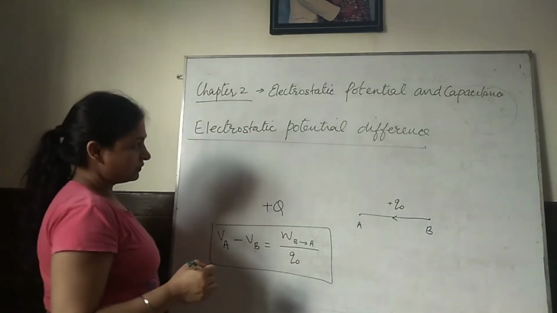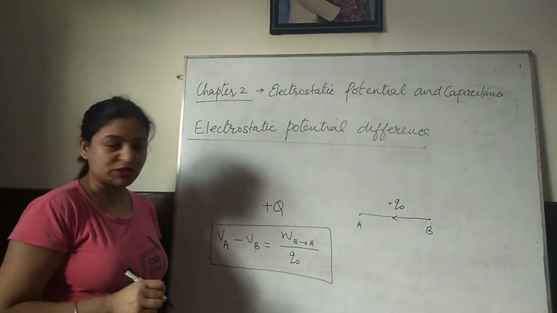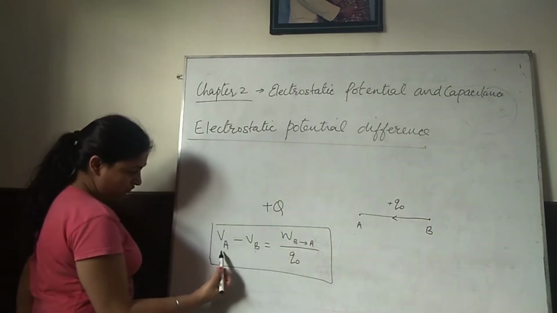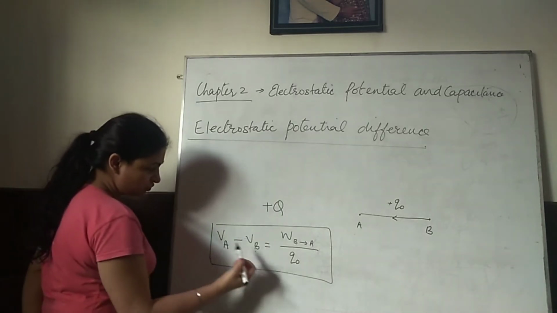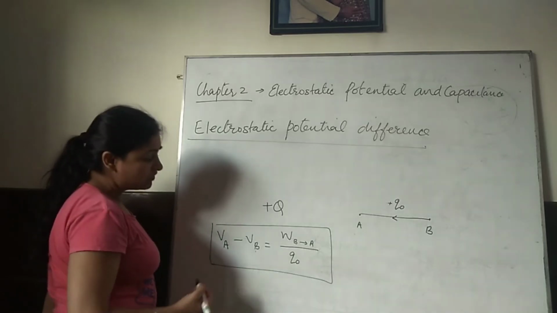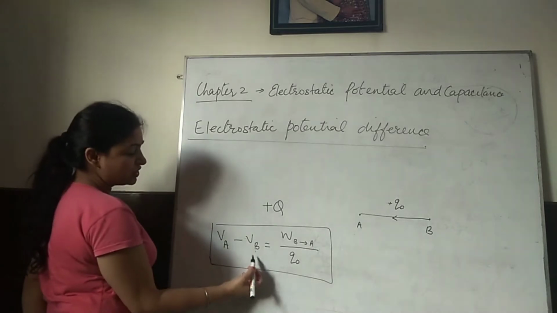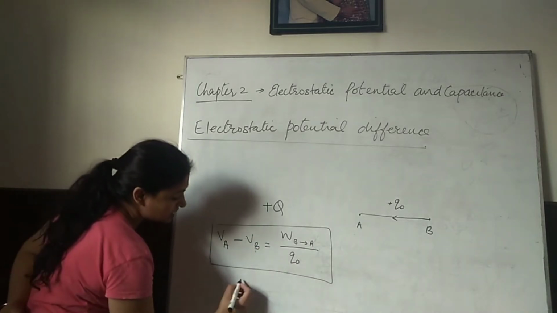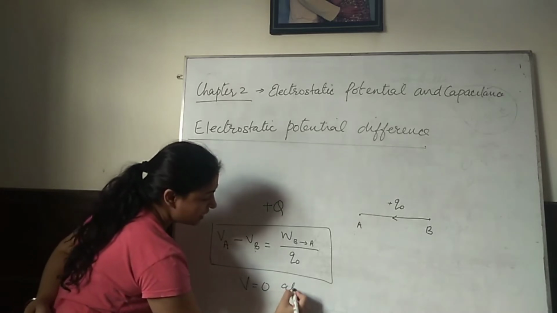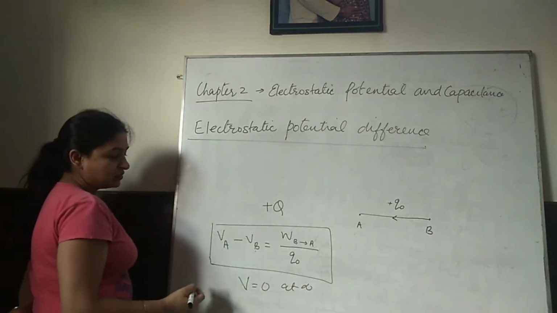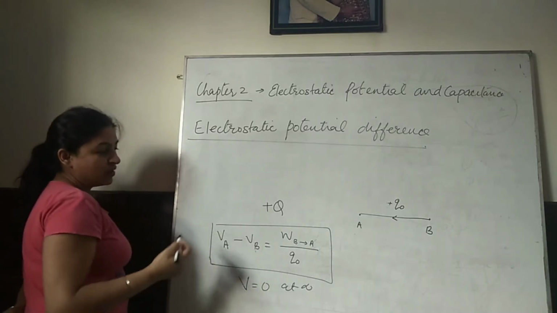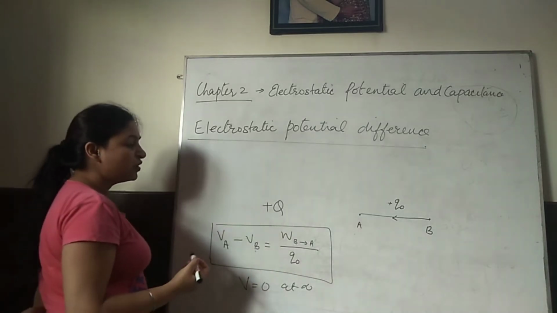Now, how can we define potential at a particular point? Out of these two potentials, we can choose one to be 0, and in NCERT also, it is always convenient to choose zero potential at infinity. So we can consider that potential is equal to 0 at infinity. Then you can define the potential at one point. So how can we define potential at one point?